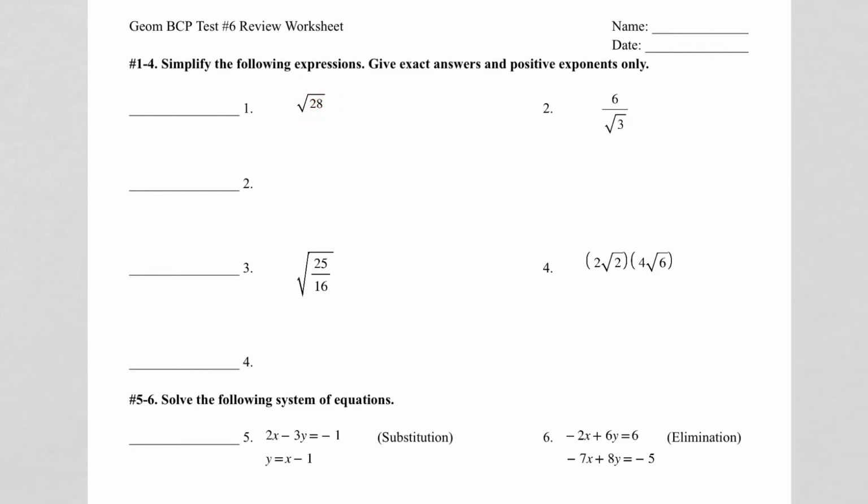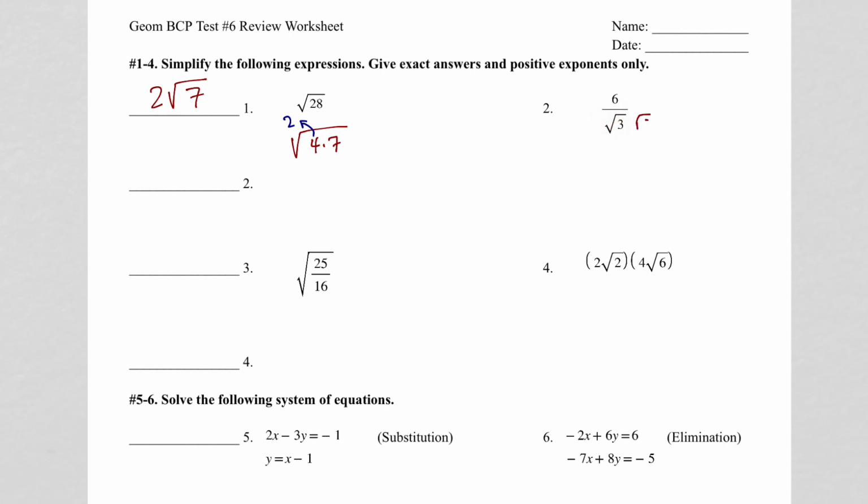Okay, 28 can be factored as 4 times 7 because 4 is a perfect square, and when you square root it, it becomes a 2. So this is 2 root 7. This is not a simplified fraction because you can't have a radical in the denominator.